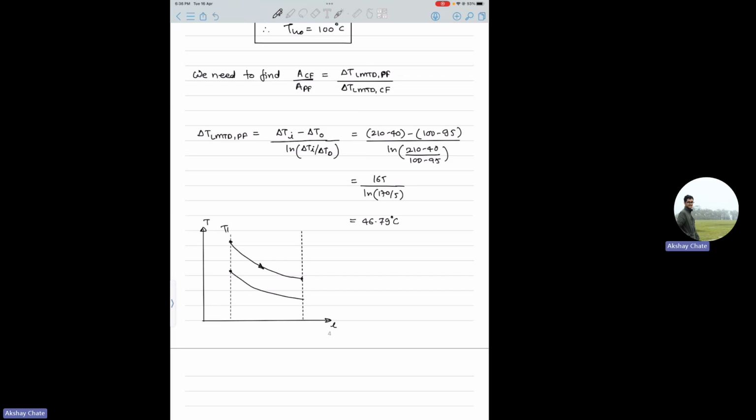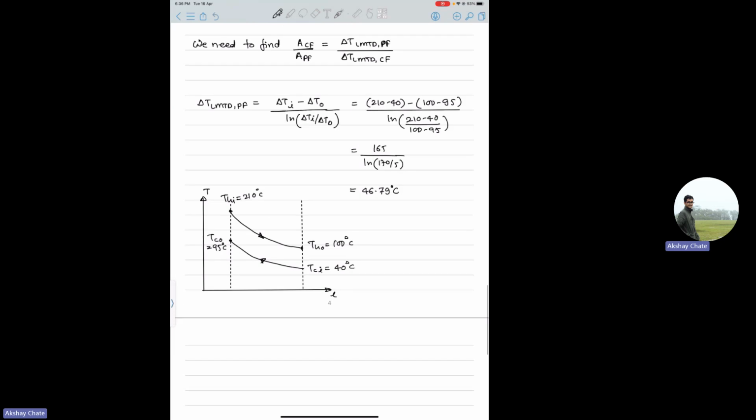So your THI will be 210 degrees Celsius. Your THO will be 100 degrees Celsius. We just calculated it. And your TCI, that is 40 degrees Celsius. And your TCO, that is 95 degrees Celsius. So this is your typical counter flow heat exchanger arrangement.